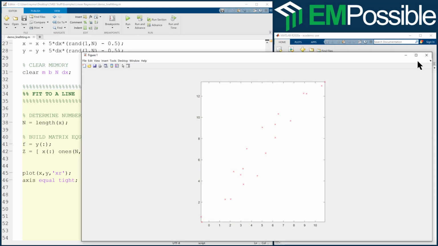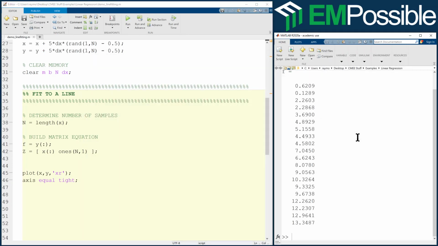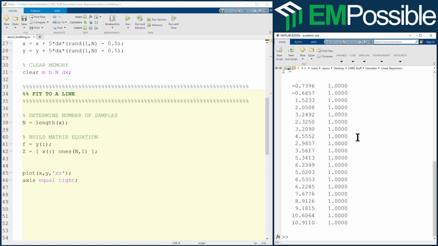So now if we go ahead and run this, we can look at F, it's the column vector of our Y values, and Z is a matrix where the first column is our values of X, and then the next column is all ones.